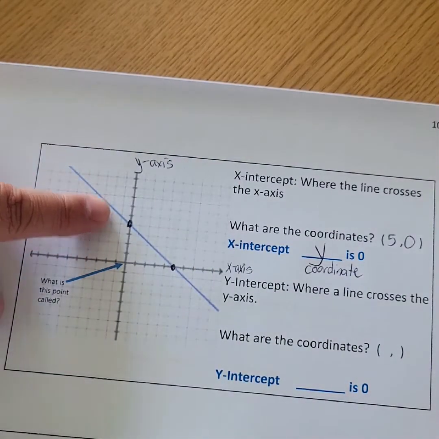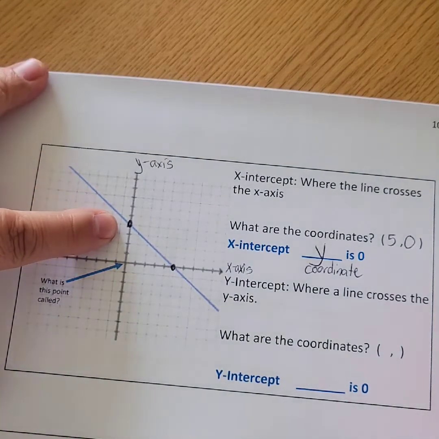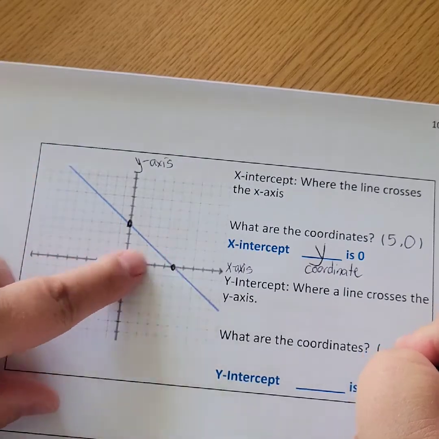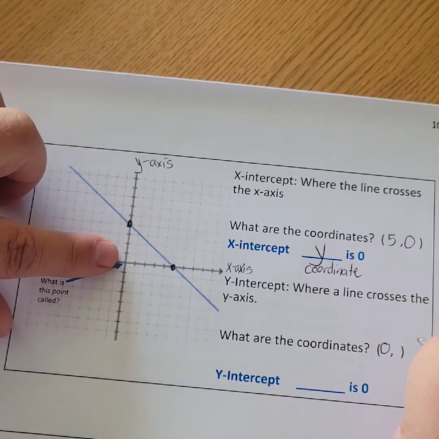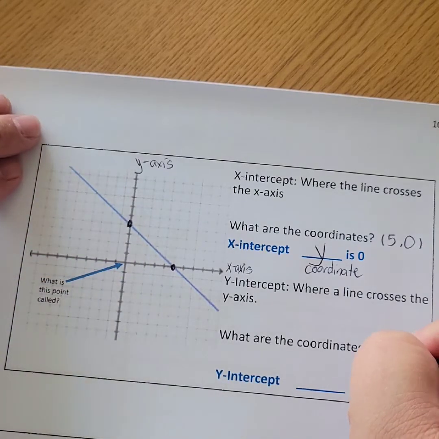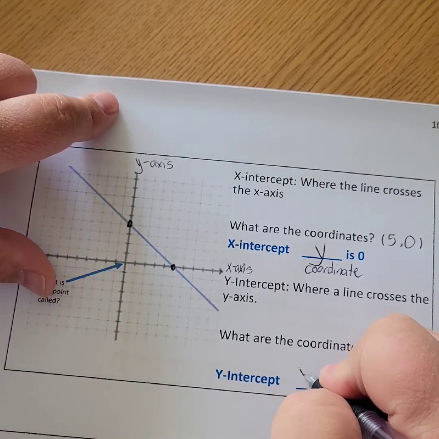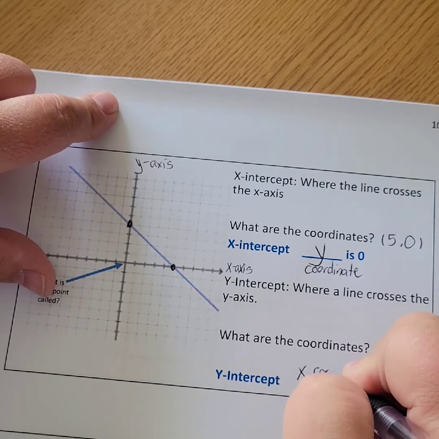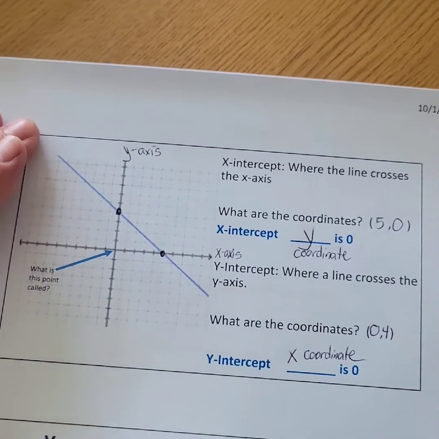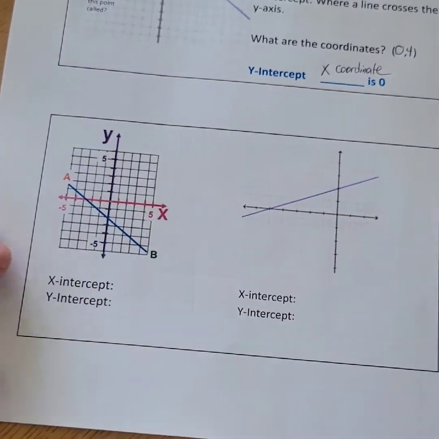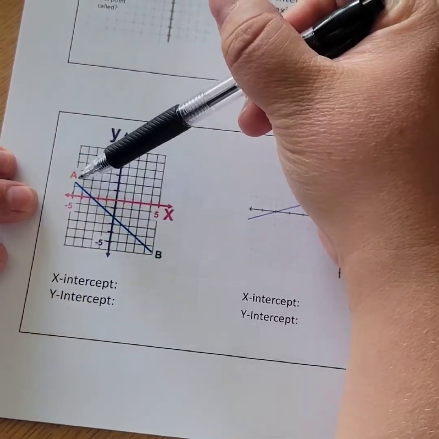Okay? So then the y-intercept, my apologies. So the y-intercept is where it crosses the y. So its coordinates are going to be, it didn't go left or right, so that would be 0. And then it goes up 1, 2, 3, 4. Okay? So for the y-intercept, the x coordinate is 0. Okay? Hopefully that made sense. All right. So then we're looking at this line right here. Okay?